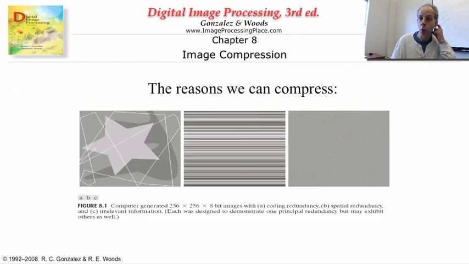The question is, why can we do image and video compression? There are many reasons, and we're going to talk about many of them. One of the reasons is what is normally called coding redundancy. That's one of the first things that we are going to see, that not every pixel value is equal. Some pixel values appear more, some appear less. As we can see in this image, there are a lot of gray values representing this star, and only a few representing these white lines, and maybe none representing certain colors.